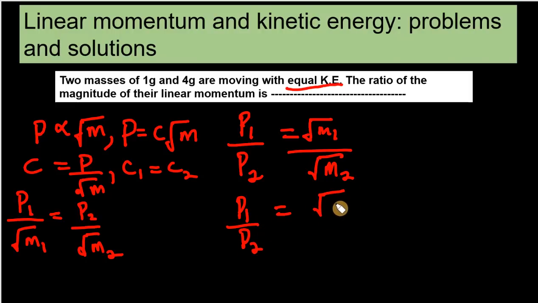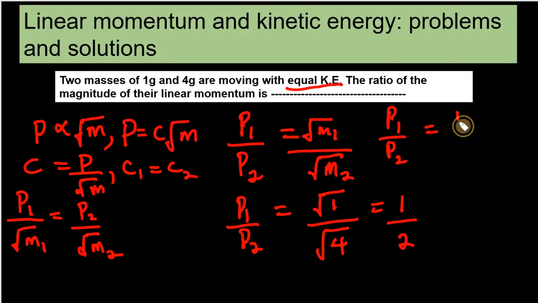upon root m2. m1 is 1 gram, so we have 1 here, upon m2, which is 4. Root 1 is 1 and root 4 is 2. So we have that P1 upon P2 equals 1 upon 2. This can be represented in ratio form as P1 to P2 equals 1:2. So the answer to this problem is 1:2.